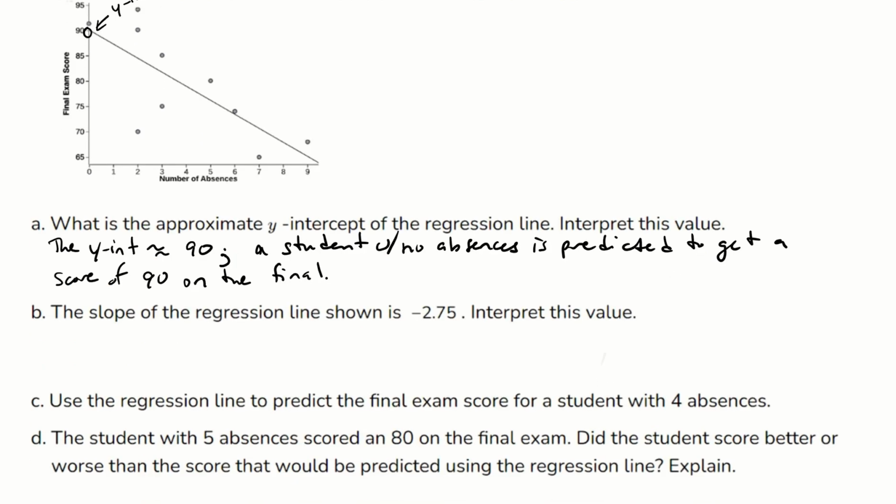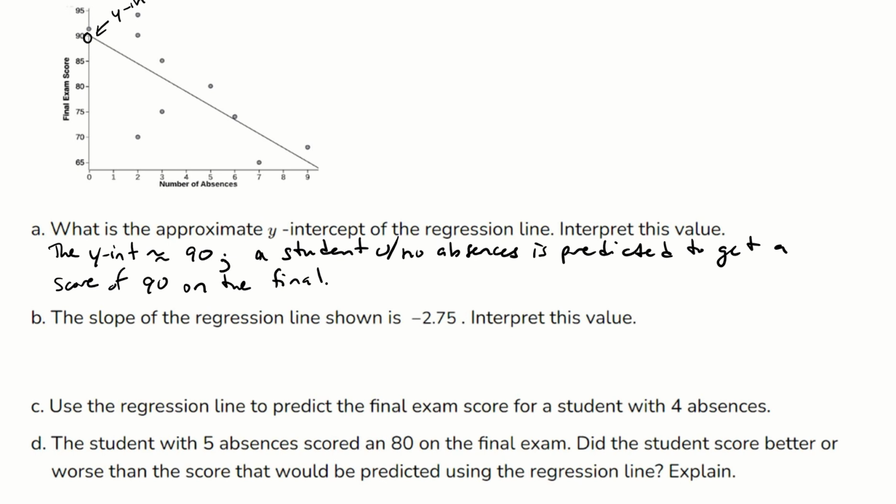In part B, it says the slope of the regression line shown is negative 2.75. So that's my b value. Interpret this value. Again, that's negative 2.75 divided by 1. The 1 on the bottom is the x, so this is the 1 absence. And the negative 2.75 is the score, I'm just going to put points here. It could be percentage points, or it could just be points. So for each additional absence, we would expect the predicted score for the final exam to decrease by 2.75 points. That's what we're saying.